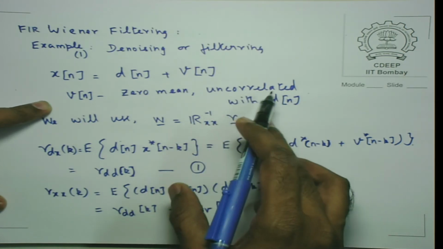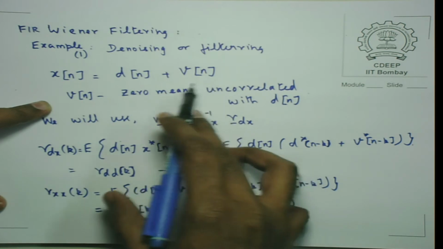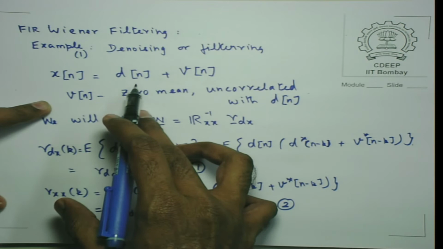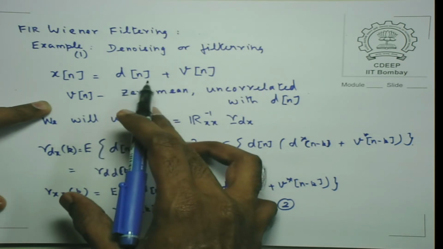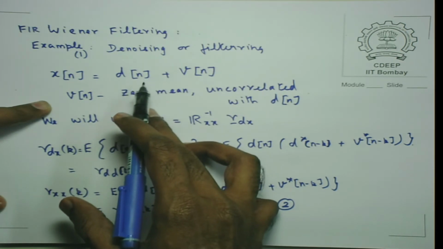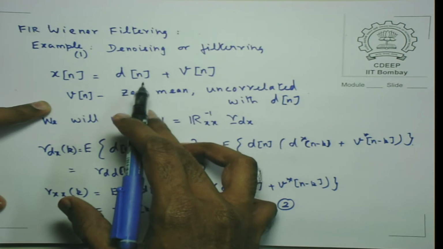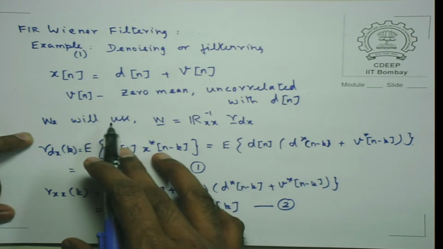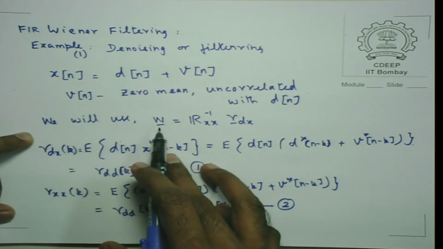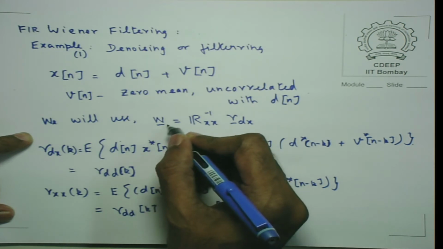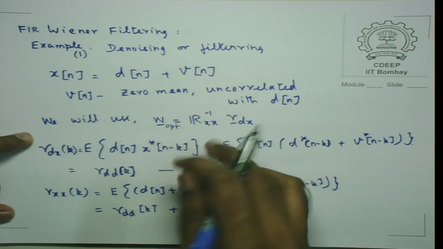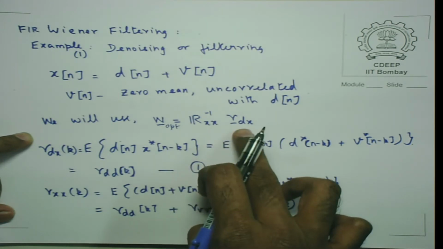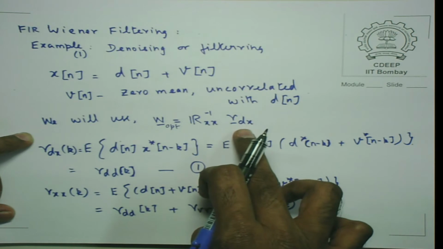Typically this noise is uncorrelated with D of n, but there could be some other noise-like terms which could be correlated with the signal, and that would require a different kind of analysis and understanding, which we are not worried about right now. Okay. So let's move on, and knowing from our previous discussion the optimal filter, let's say I'll denote this as W optimal, will be this R inverse times RDX. So these are things which we will just look at. How do we get these?